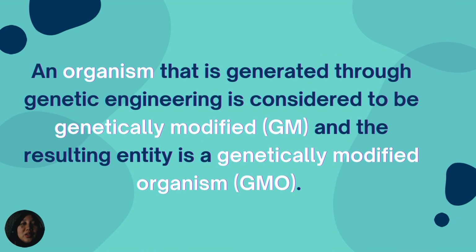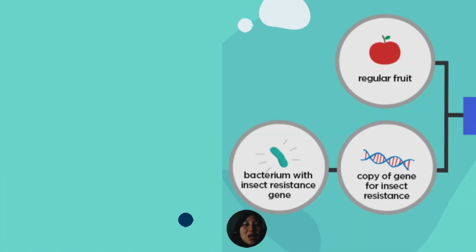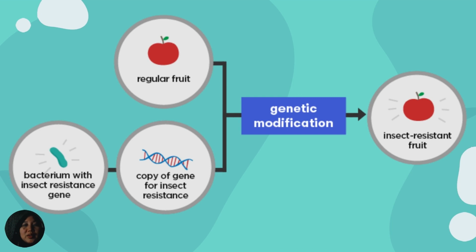An organism that is generated through genetic engineering is considered to be genetically modified. The resulting organism is also known as a genetically modified organism, GMO. So now you know genetic engineering is an application, but a genetically modified organism is the result from the genetic engineering.